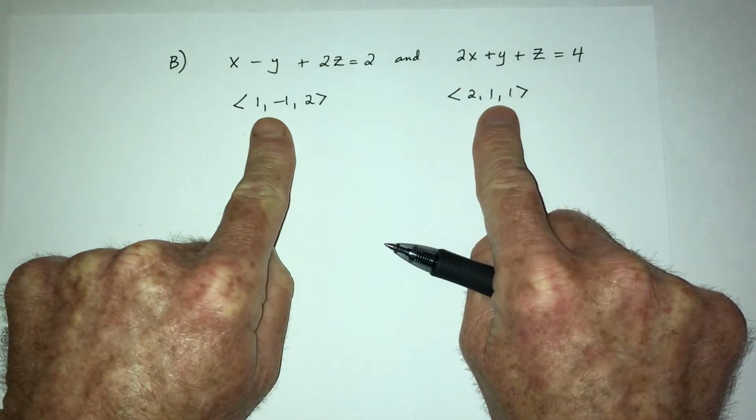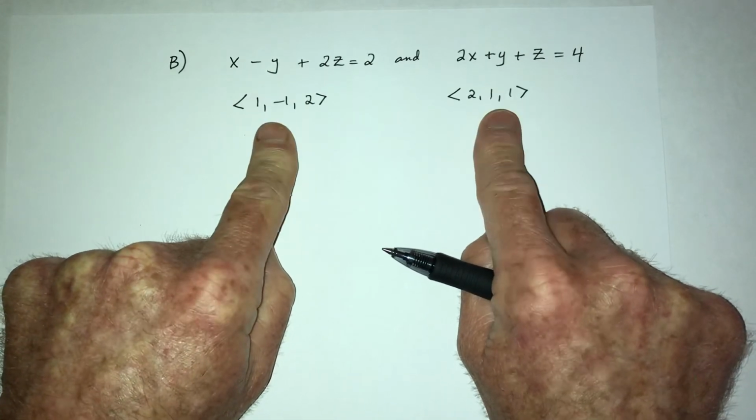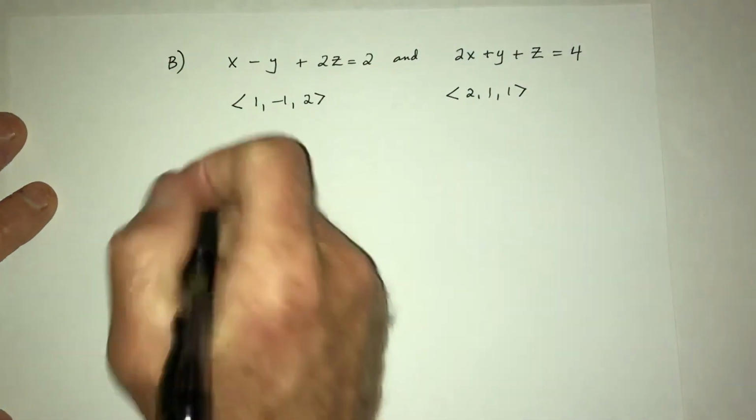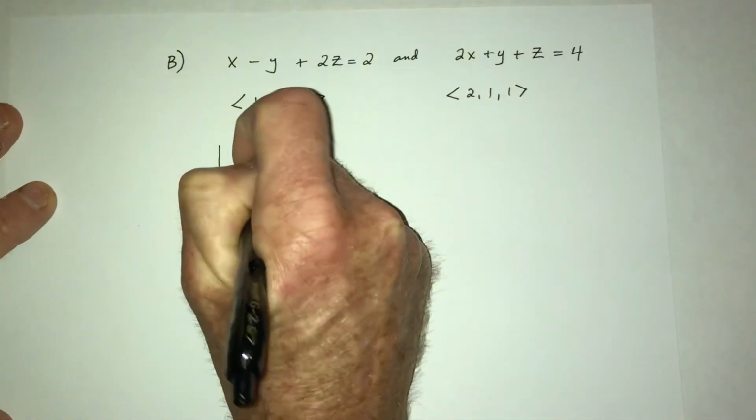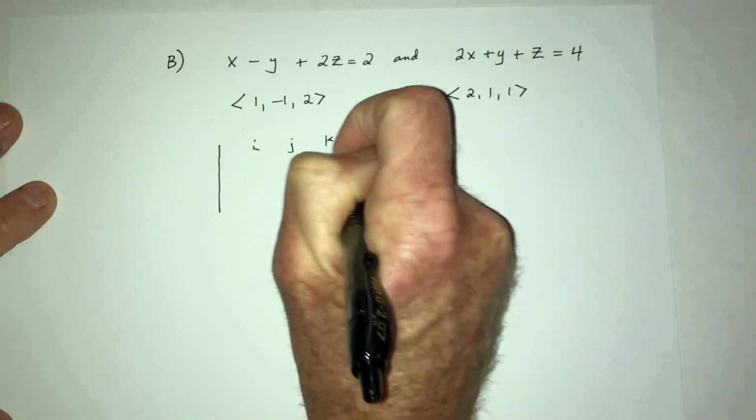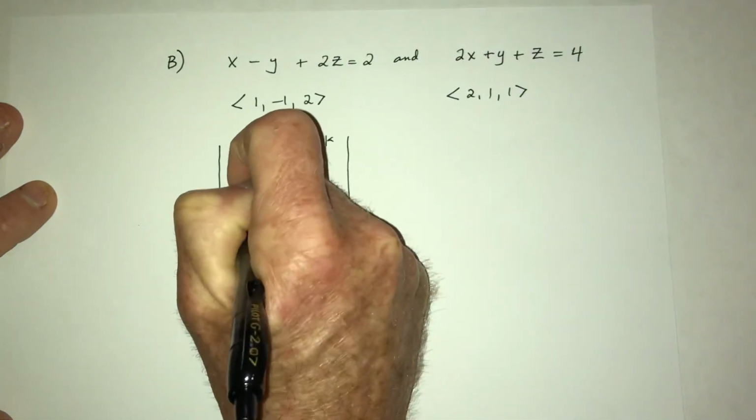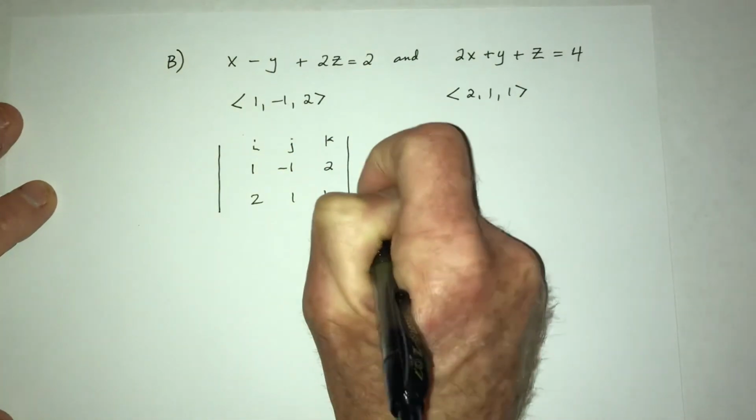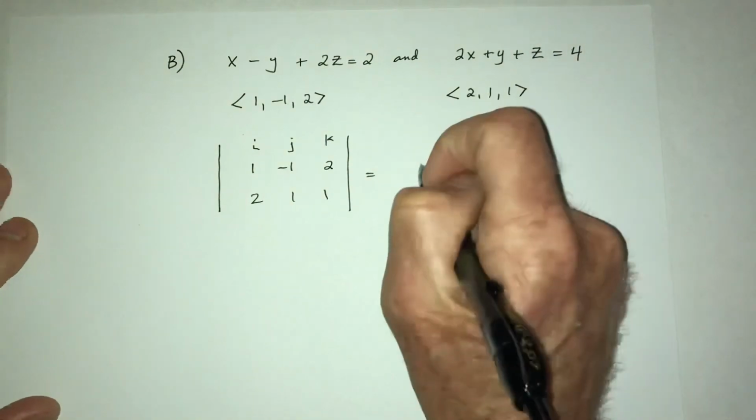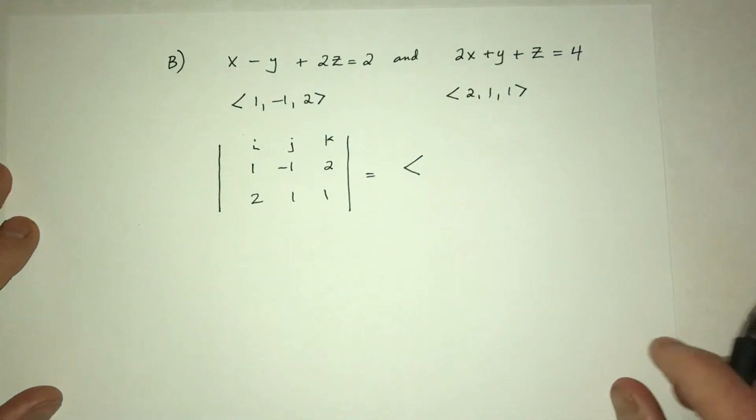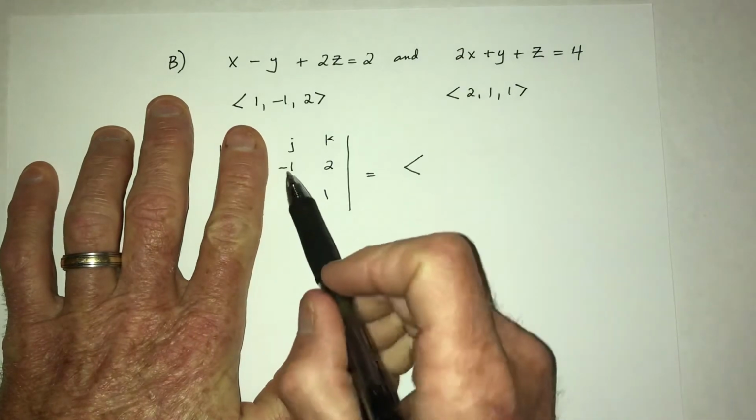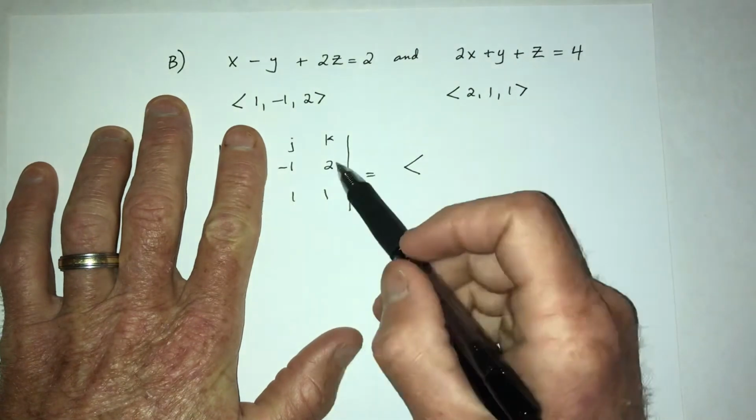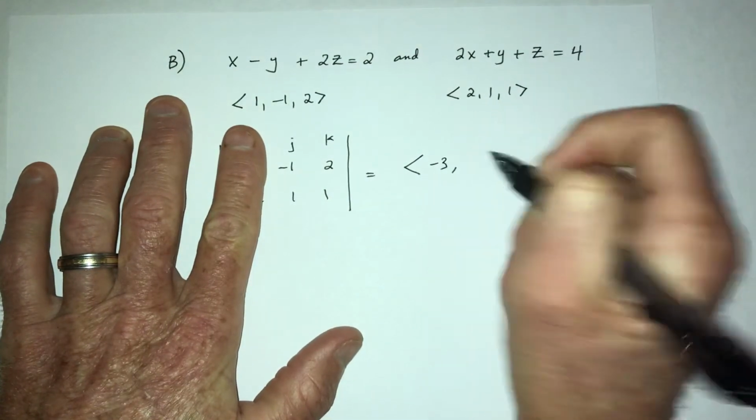So what vector is it that's perpendicular to two given vectors? You're right, the cross product. So find the cross product. So here's i, j, and k. 1, -1, 2, 2, 1, 1. And then I like to speed things up by going like this. The first component, that will be -1 subtract 2. -1 subtract 2 is actually -3.